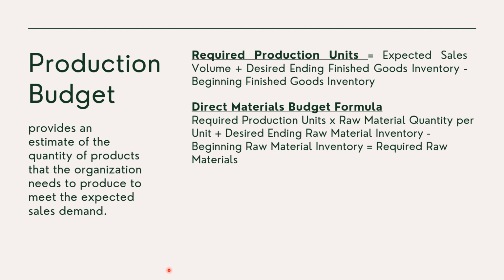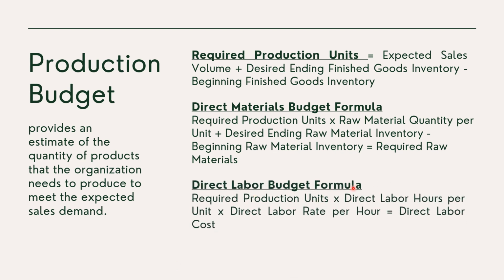Okay? So, next formula that you need to familiarize with is the direct labor budget formula. In this formula, yung gagamitin mo pa din is the required production units multiplied by the direct labor hours per unit. Okay? Take note. Per unit. Ilang oras ba yung gugugulin mo para makaproduce ka ng isang unit ng item? So, let's say for example, yung isang unit, 2 oras, 3 oras, 5 oras, di ba? Multiplied by the direct labor rate per hour equals the direct labor cost.